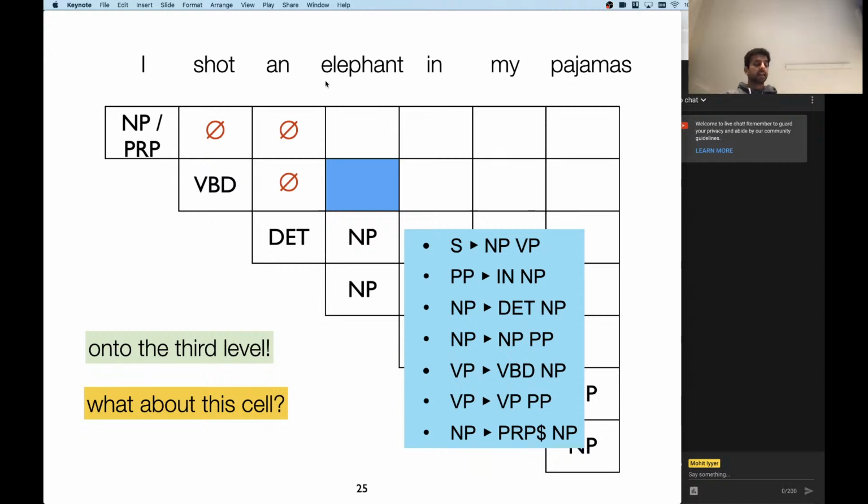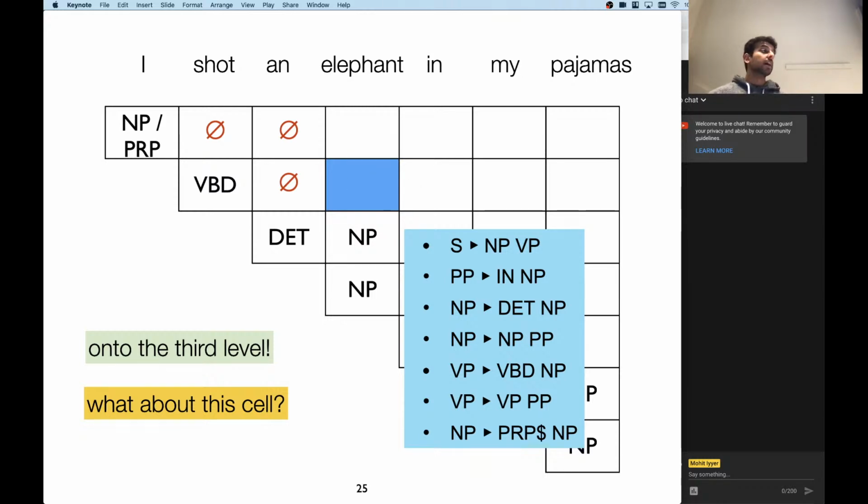Shot an elephant. There are two ways, again, to form this phrase. I can combine shot with an elephant. And you can see that this looks quite promising, right? Because I have a verb, VBD, combined with an NP. And we see that I actually have this rule here. VP is formed by a past tense verb and a noun phrase. So I can apply this rule to put a VP into this box.